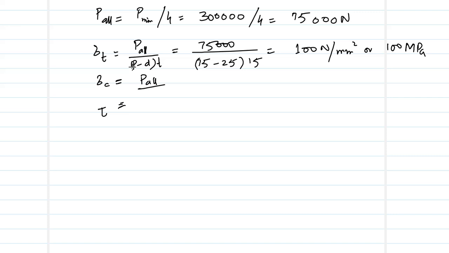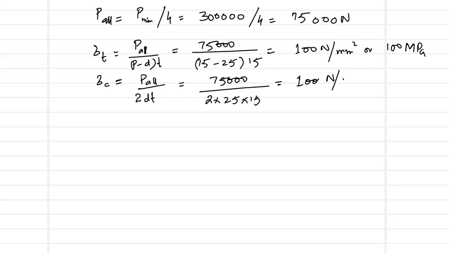In case of crushing load, it's P allowable, the same P, that is minimum, divided by 4 for the factor of safety. In case of crushing, the number of rivets is 2, so the area is 2 times DT. That is equal to 75,000 divided by 2 into 25 into 15. If I calculate 2 into 25 into 15, the value comes out to be again 100 newton per millimeter square.